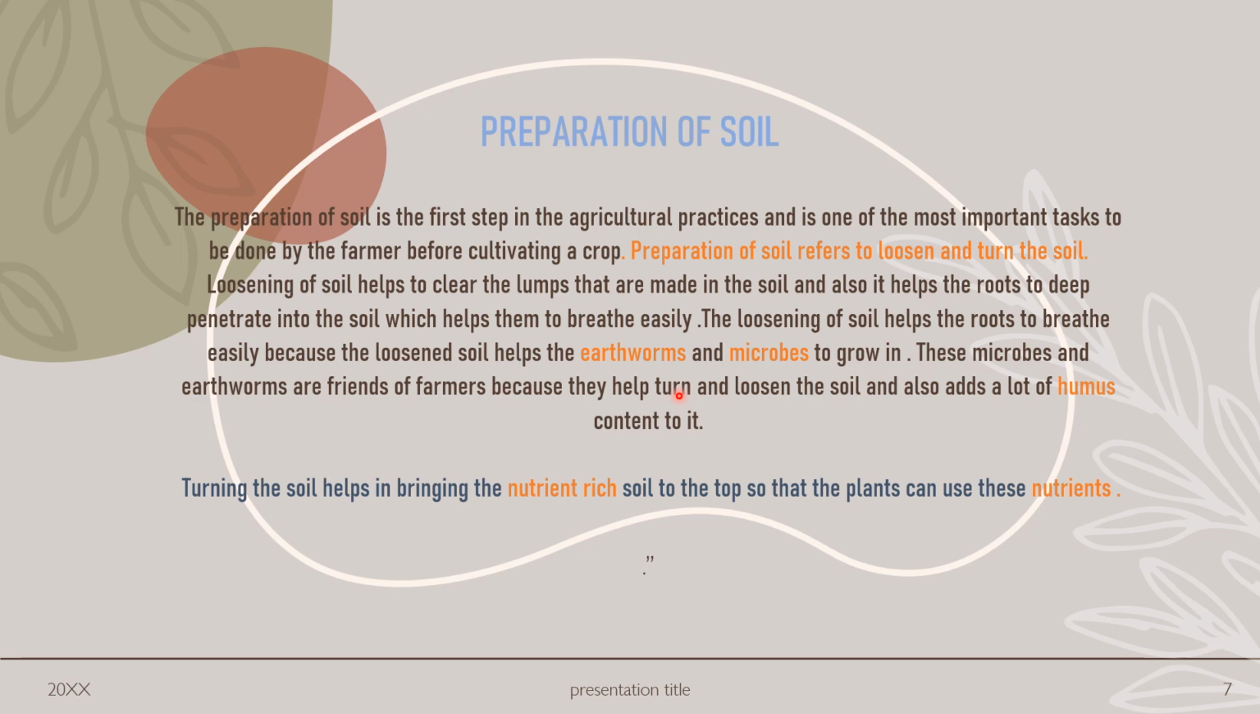This means that loosening of soil has some benefits. If we loosen the soil, the lumps which are created in the soil are broken down, so that we get a fertile soil, and crops can grow easily in it. It also helps the roots, because they can easily penetrate deep into the soil, which helps them breathe easily. If the roots don't breathe, then the plant may die. So it is one of the best steps to follow for the plant to grow healthy.